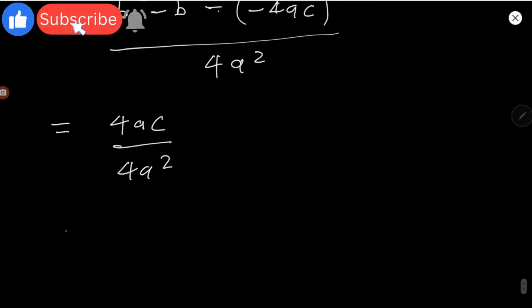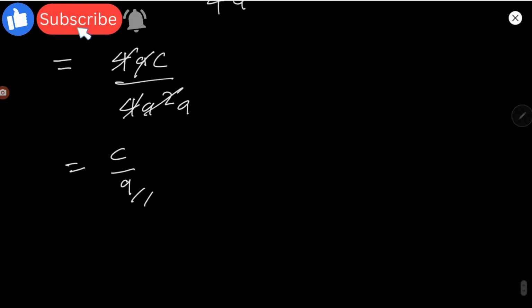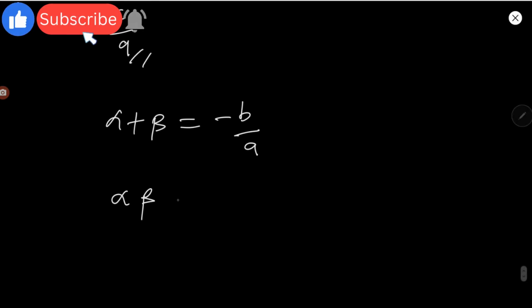From here we'll have 4 cancelling out, 1a will cancel out with 1a here, so we'll remain with a, and we'll have c over a. So therefore, for any quadratic equation, the sum of the roots is minus b over a, and the product of the roots is c over a.